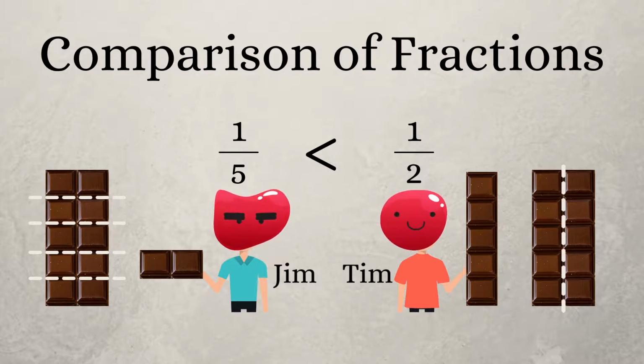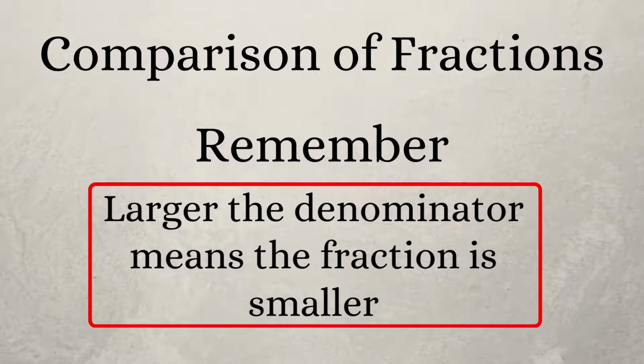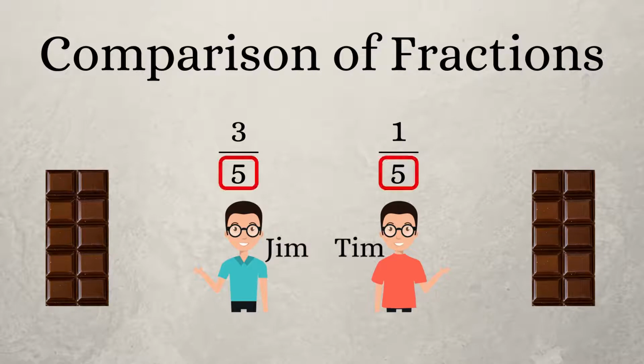The important point to be noted here is, larger the denominator, smaller is the fraction. Moving on to the next scenario. Here, Jim is given 3/5 of the chocolate and Tim is given 1/5 of the same chocolate. The denominators are the same here, but the numerators are different.